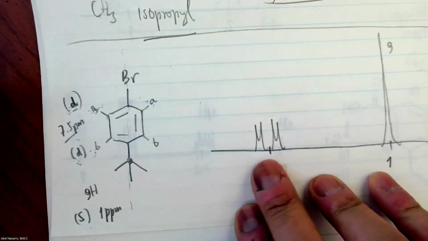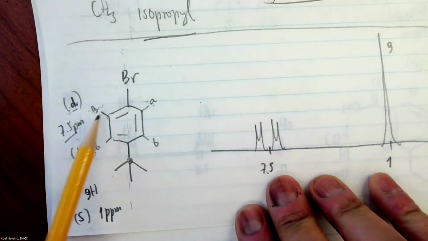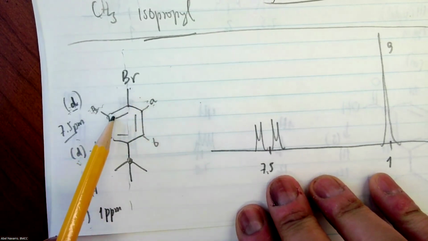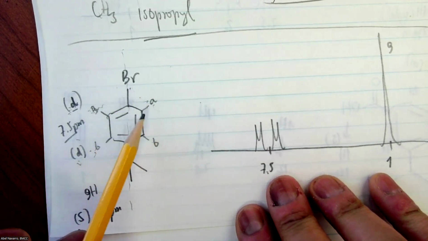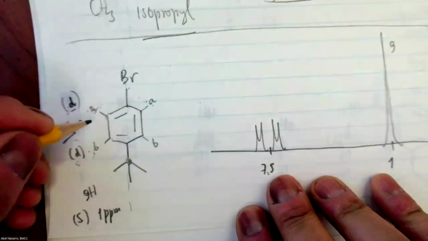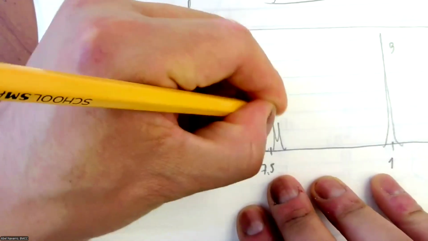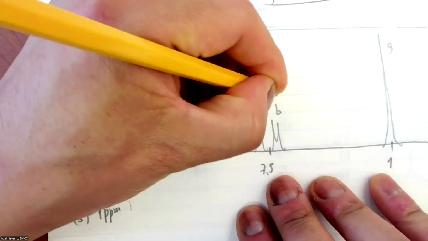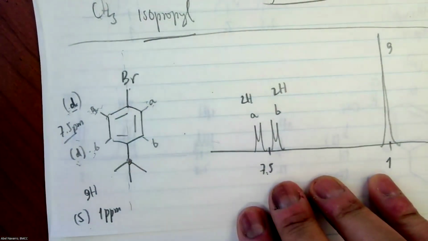Now, Professor, how do I know which one is the A, which one is the B? Whenever you have an electron withdrawing group, for example, bromine, the hydrogen that is closer is the one that's going to be more downfield. That means this one is going to be A, and this one's going to be B, because A is closer to bromine. And that's going to be 2 H's, 2 H's. But two doublets.